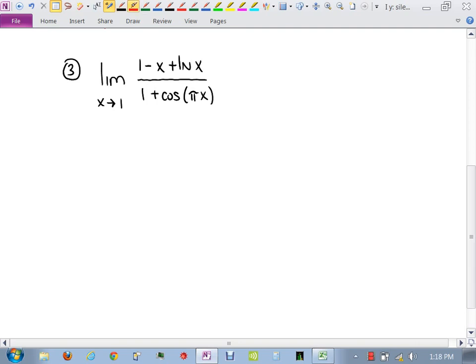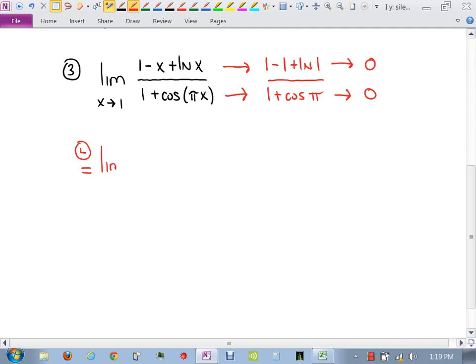First thing you have to do is make sure you can use L'Hopital's rule. You got to show me that. You can't just go swinging away with L'Hopital. So I'm going to take a look at this. The top goes to what? 1 minus 1 plus natural log 1. Natural log of 1 is 0. So 1 minus 1 is 0. So this whole top goes to 0. On the bottom, you get 1 plus cosine pi. What's cosine pi? Negative 1. Cosine of pi is negative 1. So 1 minus 1 is 0. So you do get 0 over 0. So you can use L'Hopital's rule.